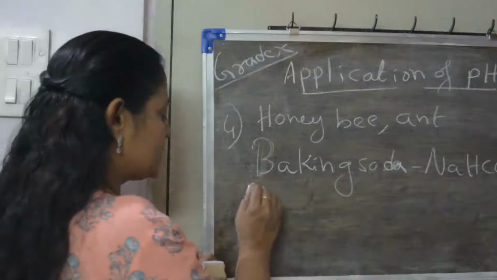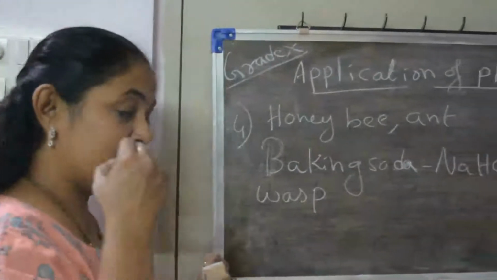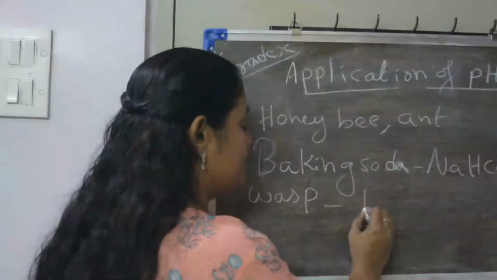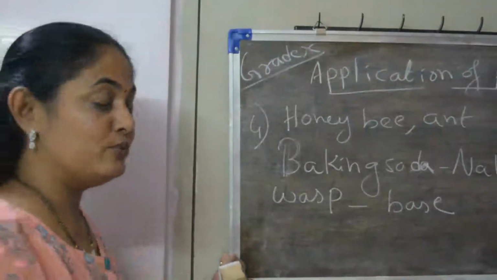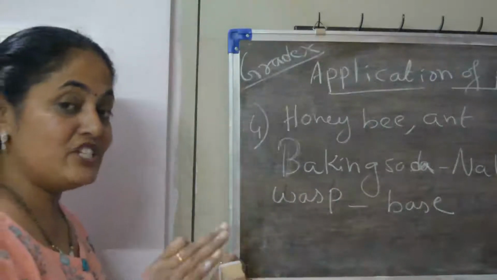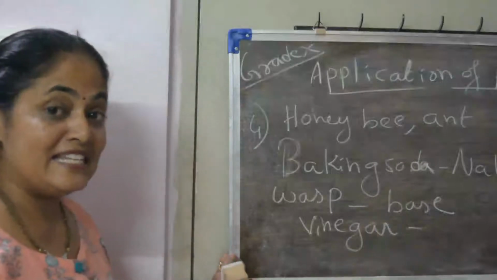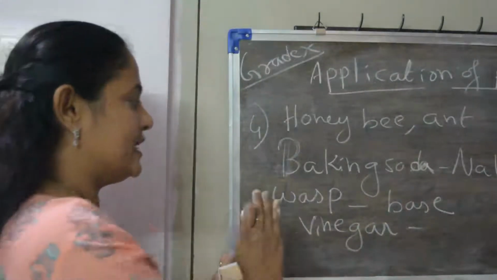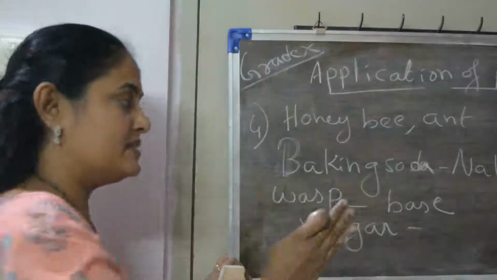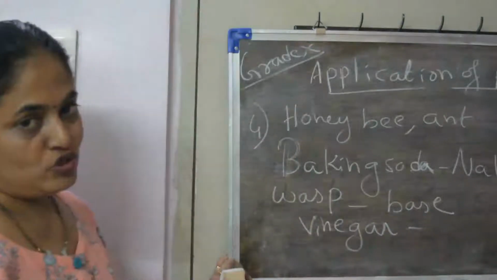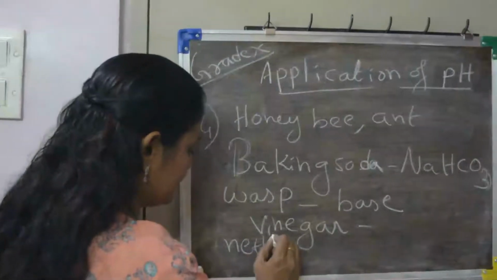Now, you must have heard about the insect named wasp. Wasp is another insect. Whenever it bites, it releases a base, an alkali. Okay, so the home remedy to neutralize a base is an acid. Which acid is available at home? Vinegar is the best example because it contains acetic acid. So whenever a wasp bites you, you have to rub the place with vinegar so that the basicity released by the wasp can be neutralized.